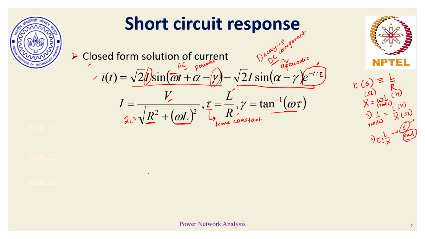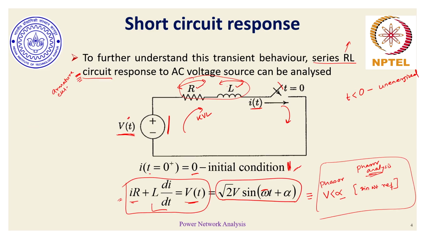So this time constant tau dictates how this aperiodic component decays with time. If time tends to infinity, what would happen to e to the power minus t by tau? This term would tend towards 0. When t is equal to 0, e to the power minus t by tau would be equal to 1. So we would have the maximum DC value of this component present at t equal to 0, which is the instant at which the switch was just turned on in this series RL circuit.